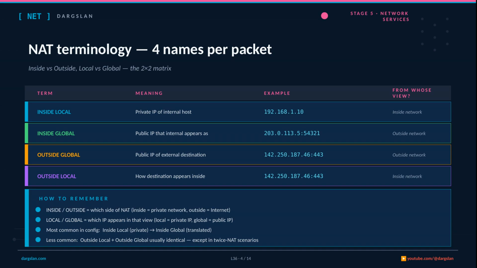So your laptop at 192.168.1.10 is the inside local address. The public IP and port it gets translated to, say 203.0.113.5, port 5431, is the inside global. The destination, Google at 142.250.187.46, is the outside global. And in simple NAT, it looks identical from the inside, making it the outside local too. That last pair only diverges in twice NAT, which we'll save for later.